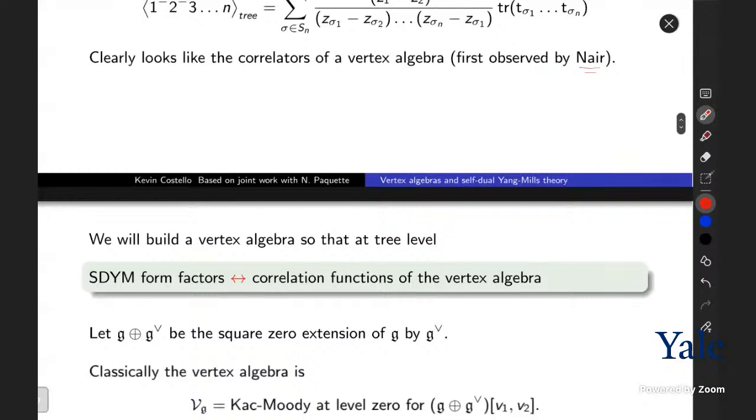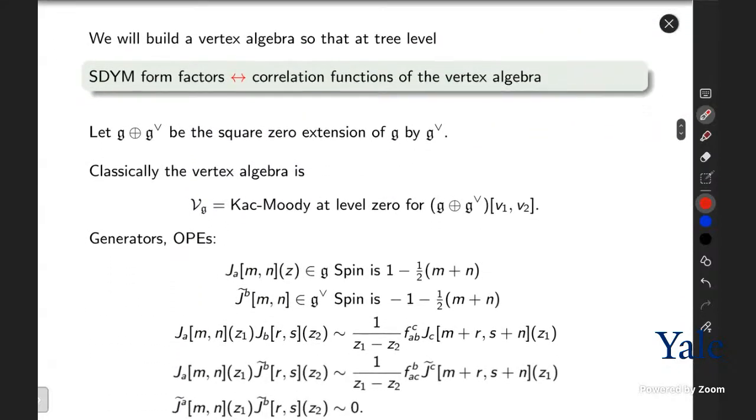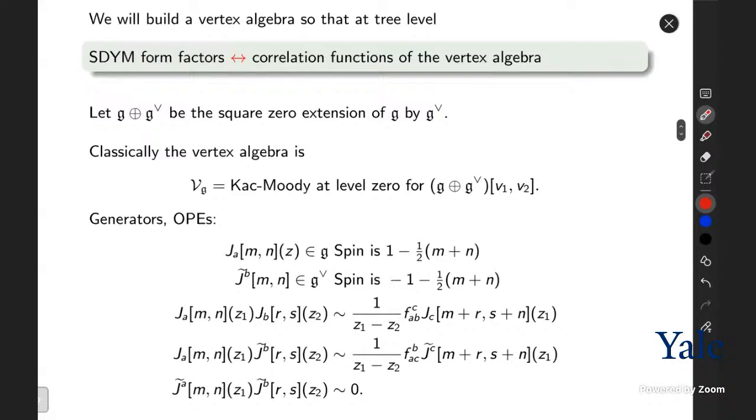So what we're going to do to start with is I'll build a vertex algebra so that all self-dual Yang-Mills form factors are correlation functions of the vertex algebra. So let me remind you why form factors. The Parke-Taylor amplitude is an amplitude of QCD. But from the point of view of self-dual Yang-Mills, it involves one insertion of trace B squared. So the Parke-Taylor amplitude is a form factor for the operator trace B squared.